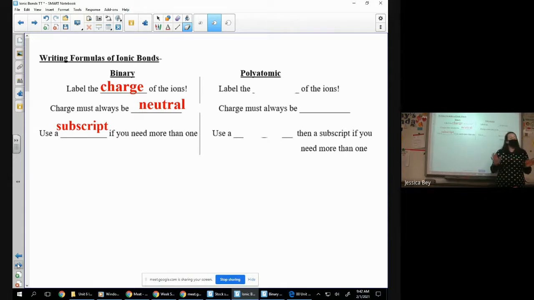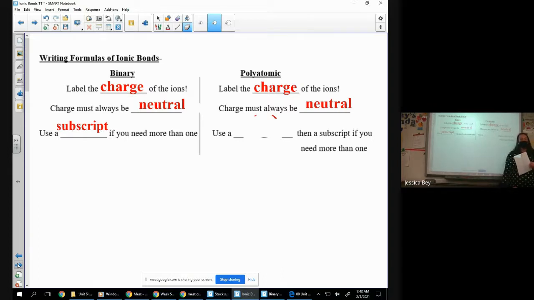Now, the only thing we're going to do now is that we're adding our polyatomic ion sheet here. Same thing. Label the charges of the ion. Same step. Again, the charge must be neutral. Nothing's different yet.